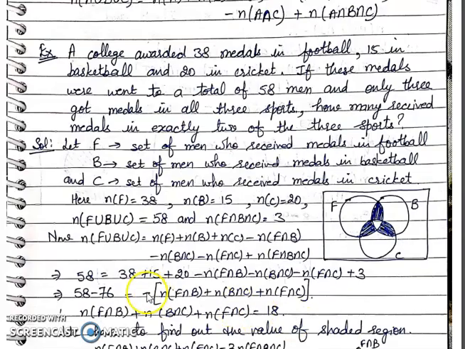Putting in the values: the union is 58, n(F) is 38, n(B) is 15, and n(C) is 20. These three intersections we have to find, and n(F intersection B intersection C) is given to us, its value is 3. So we put in the values and simplify. We get n(F intersection B) plus n(B intersection C) plus n(F intersection C), the sum of the intersections of all these three, is equal to 80.